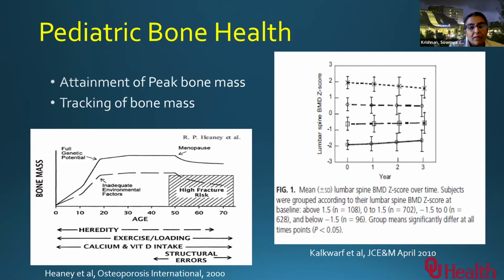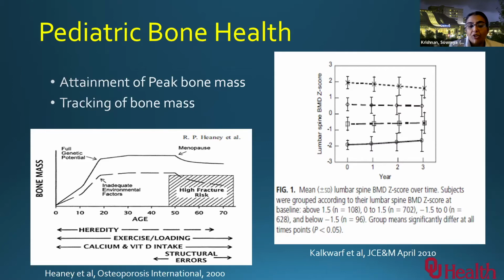This then serves as the bone bank account for the individual until, when they get older, if there are additional insults, or for a female, when they hit menopause, the bone mass can decrease. That leads them to have increased risk for osteoporosis. If there are inadequate environmental factors like systemic insults, systemic disease, or medications that interfere with bone mineral accrual, this peak bone mass is suboptimal, which places them at higher fracture risk when they get older.